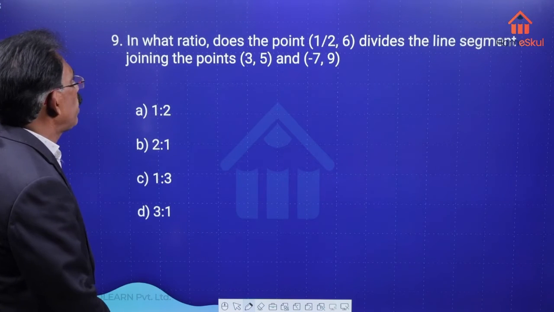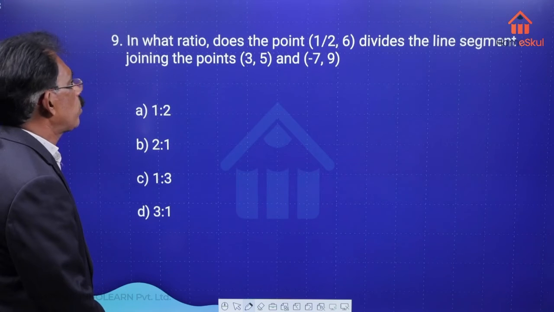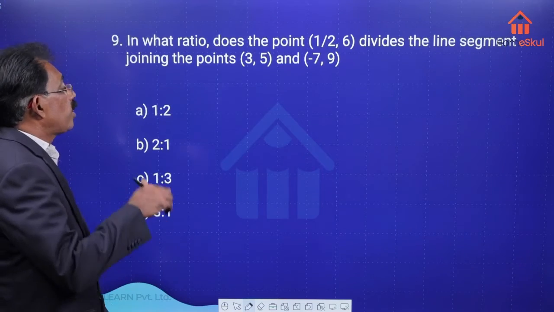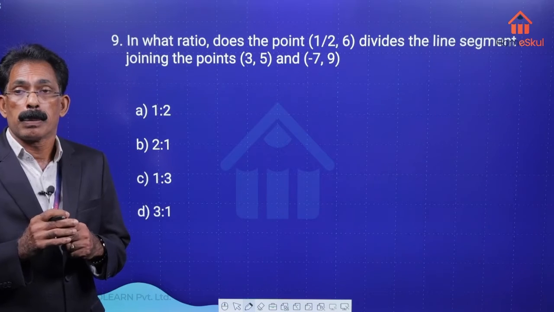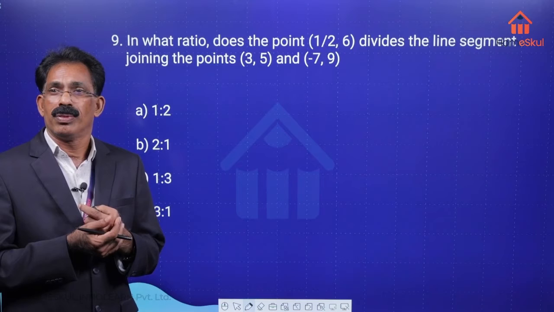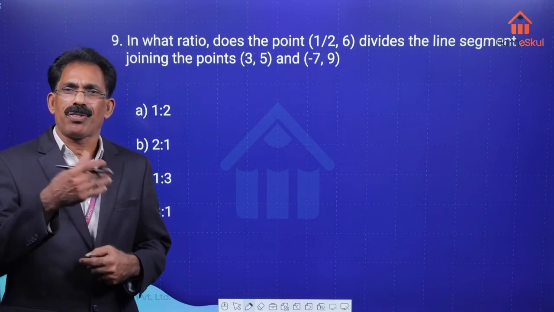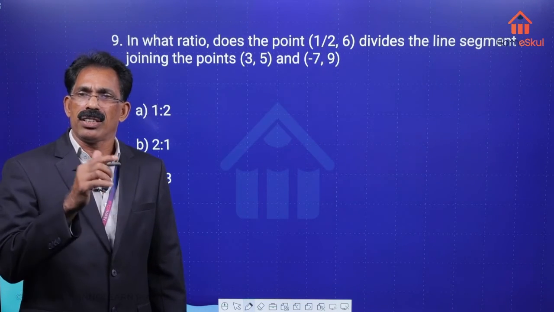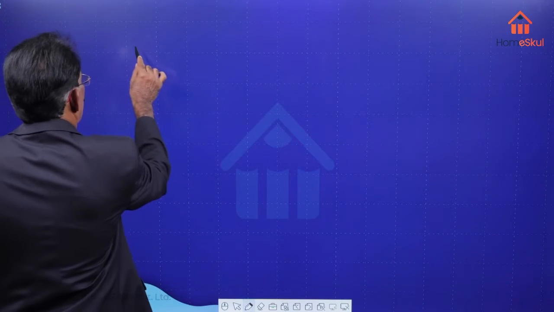In this case, in what ratio does the point (1/2, 6) divide the line segment joining the points (3, 5) and (-7, 6)? In what ratio? How do you find out the ratio? I will give the short formula in this case also. You know the direct method using the formula (mx2 + nx1)/(m + n), and finally you can get the answer. In the short method, look, number 1.